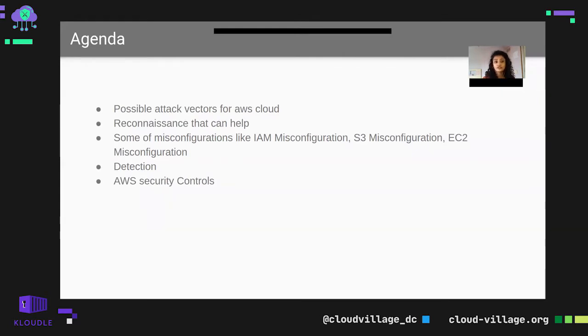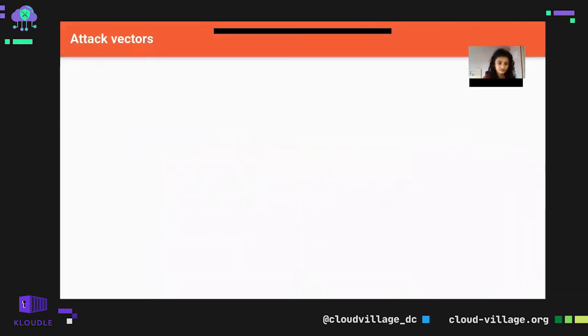The agenda of today's talk is: what are the possible attack vectors for the AWS cloud, and the mechanisms that help to identify those attack vectors. Some misconfigurations, like IAM misconfiguration, S3 misconfiguration, and EC2 misconfiguration, we're going to discuss today. Then the detection that can help to identify those misconfigurations, and the security controls.